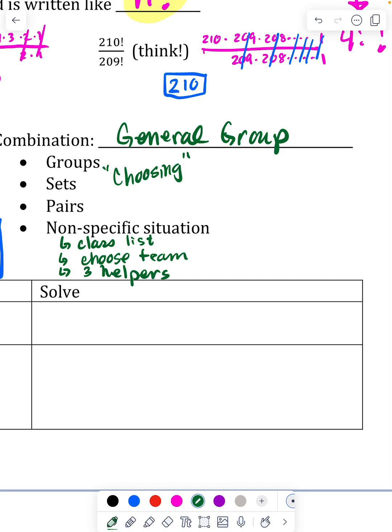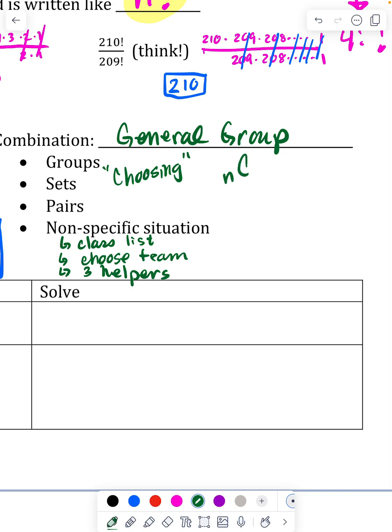So I might be like, hey, who's going to be on the prom committee? I need 10 of the 30 people who applied. So I'm going to choose 10 of those 30. I'm not assigning them specific roles. I'm just choosing a group of kids to help.